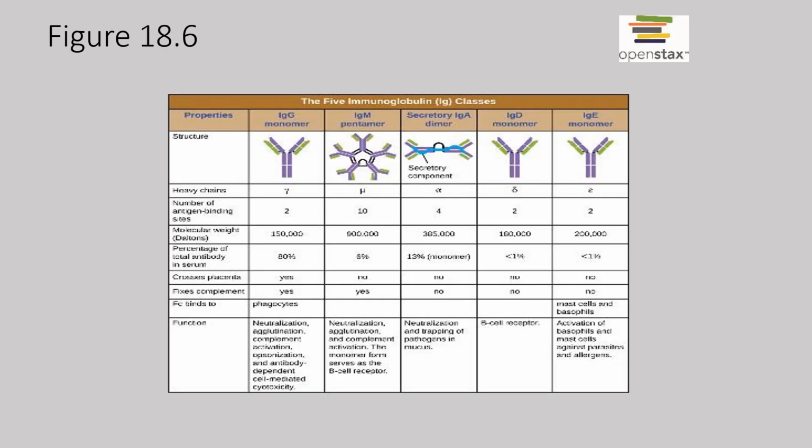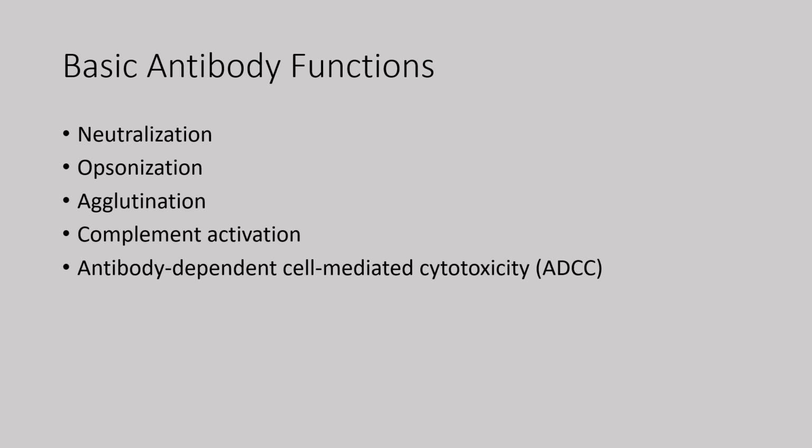So this table, which is from your book, shows the 5 different types, what they look like structurally. Do you have to know all the details about them? No. But it gives you an idea of what they look like. Be familiar with, if I were to ask you, what are the 5 types, can you tell me?